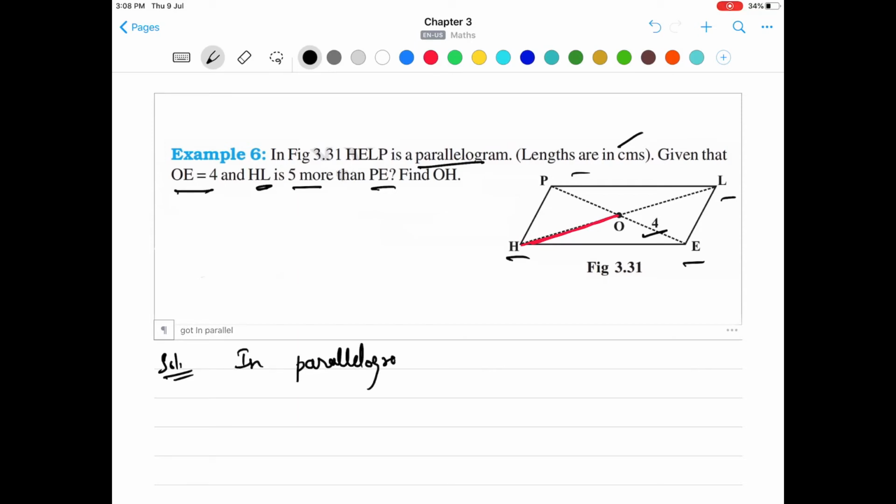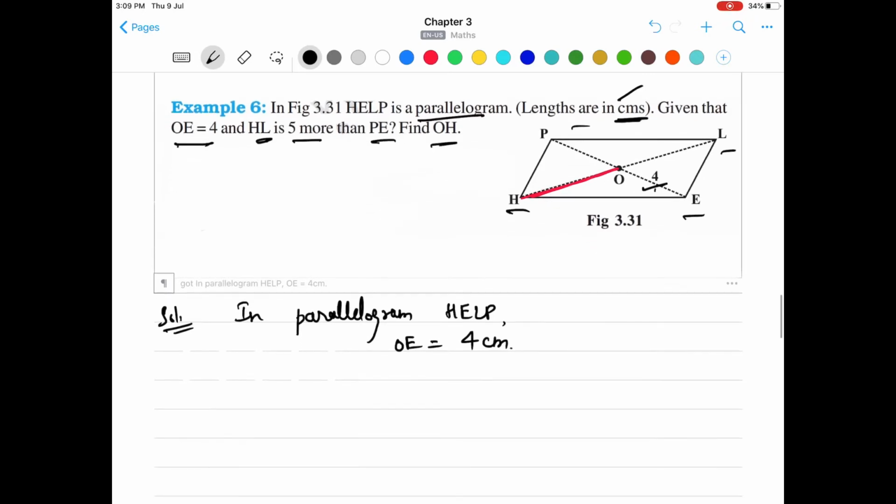Every time, you have to write the name of the shape in which you are working. So write, in parallelogram HELP, we have OE equals 4, as it is given, all lengths are in centimeters. So write 4 centimeter. Now we have to find the OH. This one is given. We know that in a parallelogram the diagonals bisect each other.